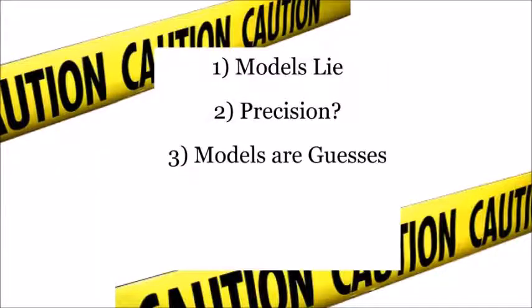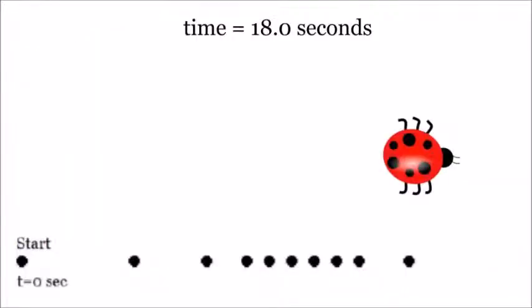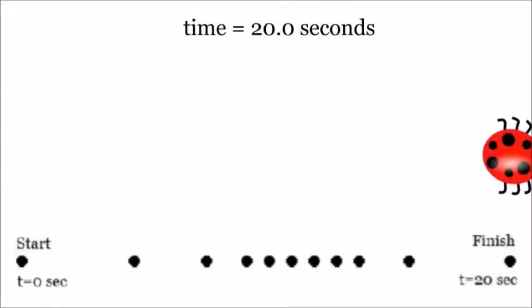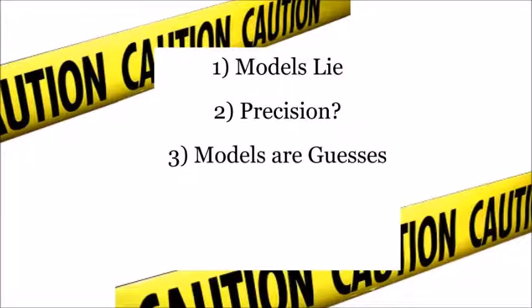Number three, briefly put, models are guesses. We don't know what the bug is doing between these points. We can make guesses, but the bug does not have to listen to us. It can go get a cup of coffee and come back if it wants to.